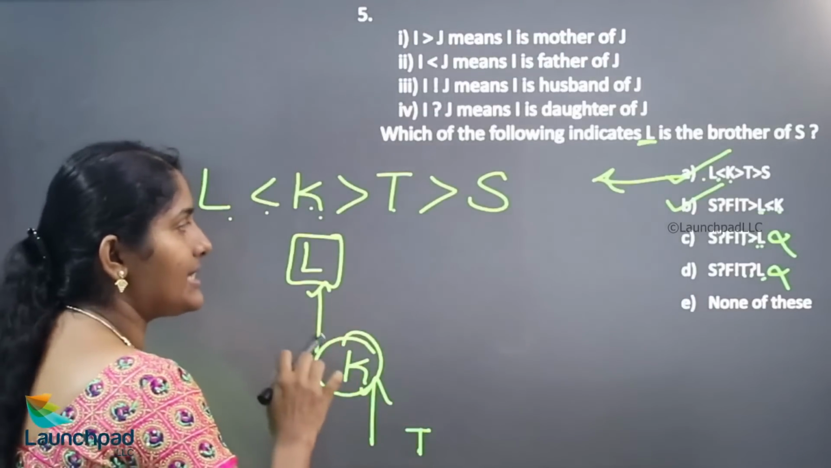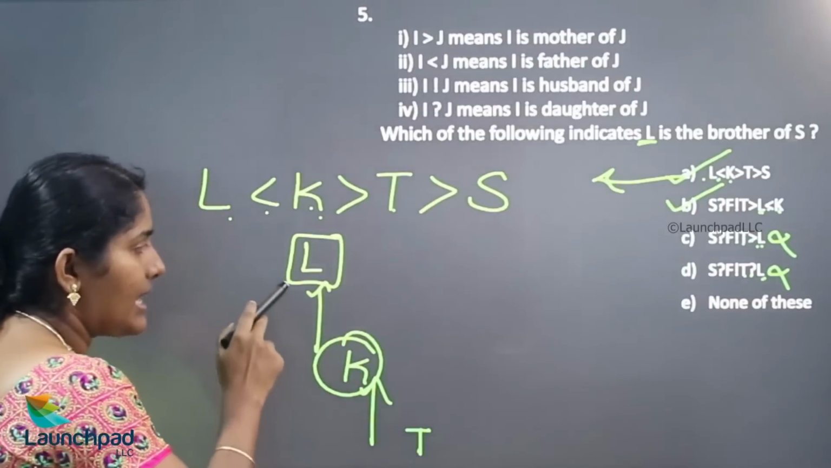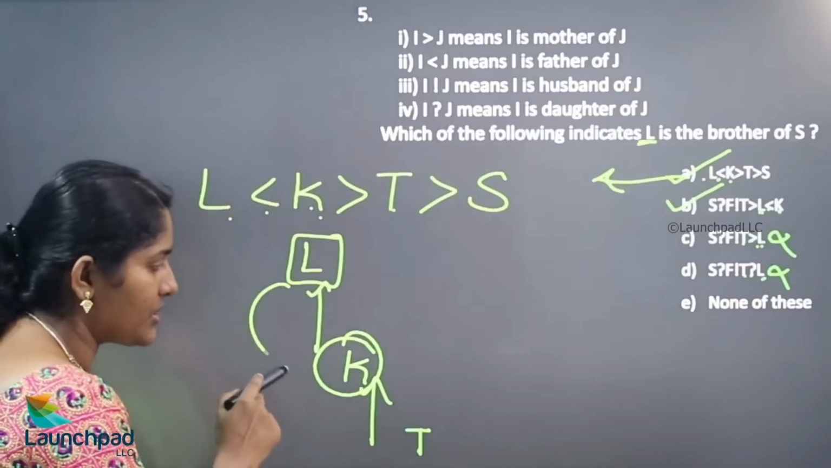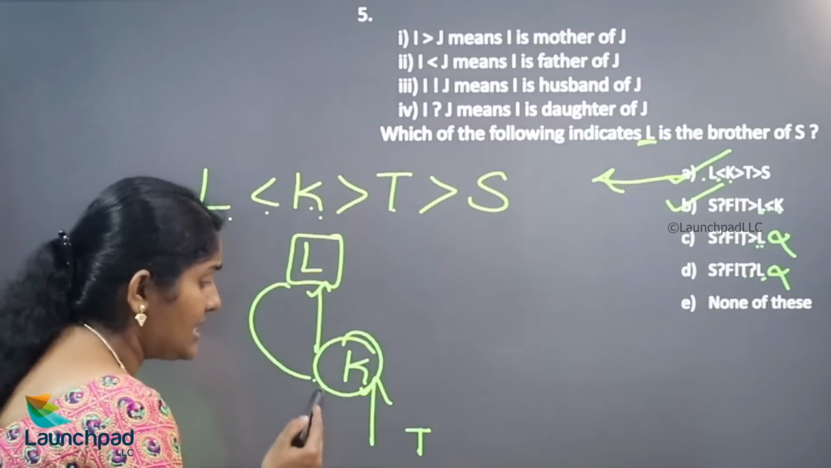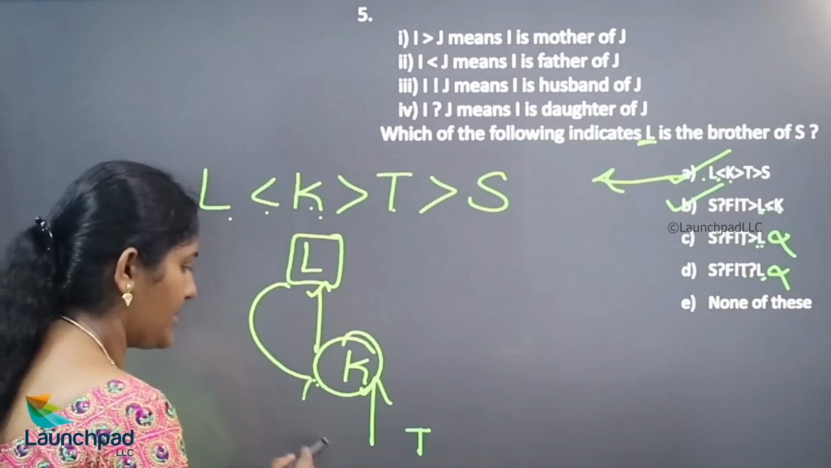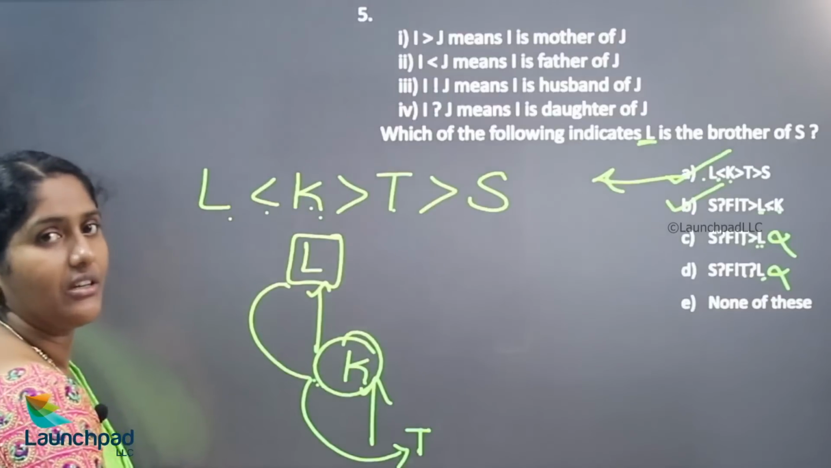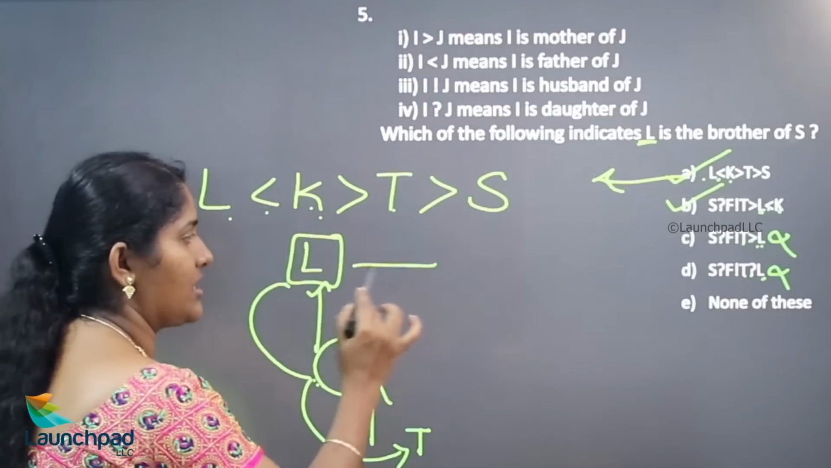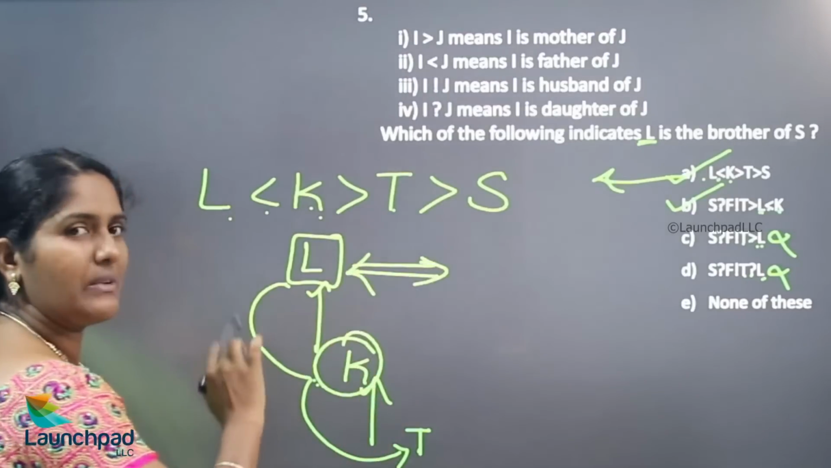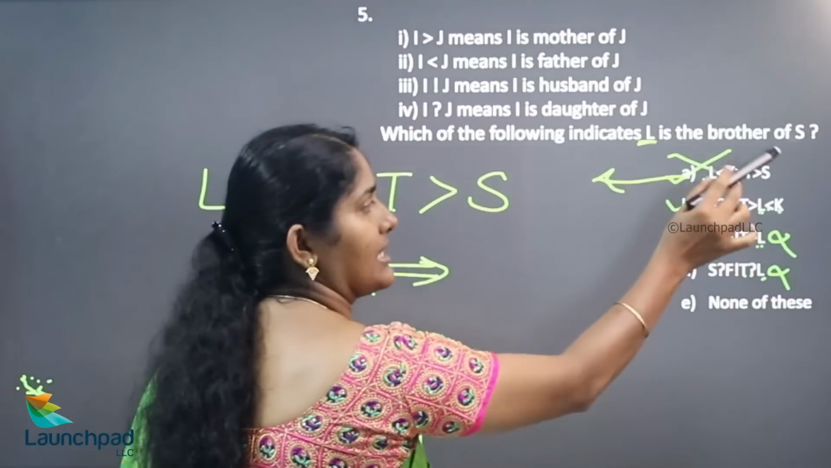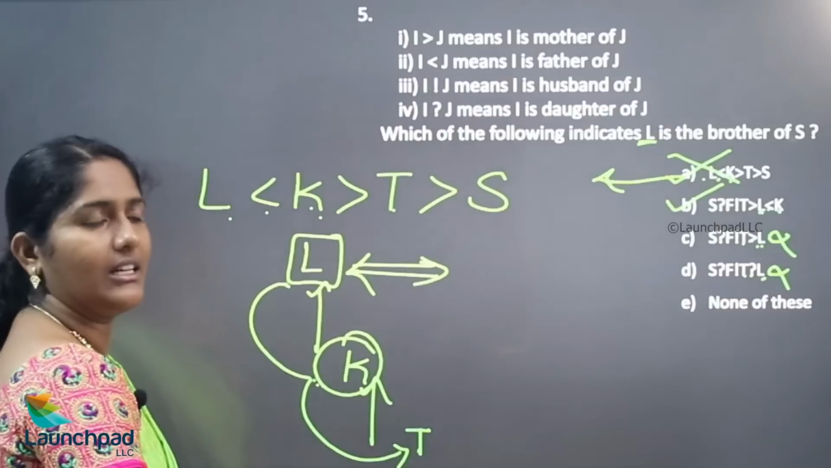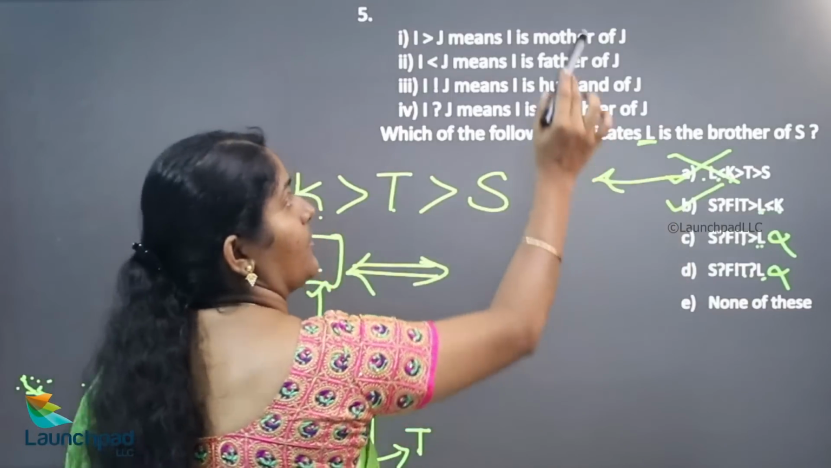T, so listen carefully. L is the first generation, K is the second generation, T is the third generation. Only equal generation will be called brother, sister and so on. Hence the first option is cancelled. We can take the second option.